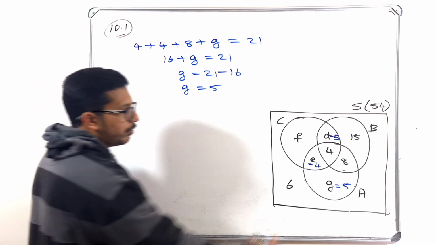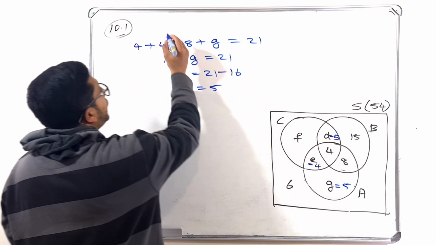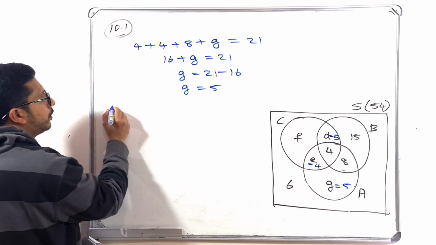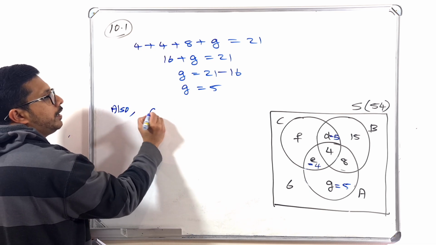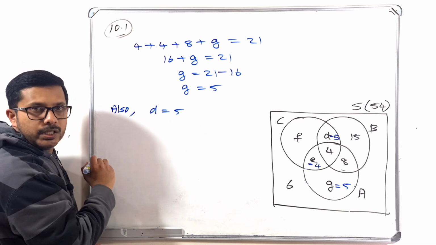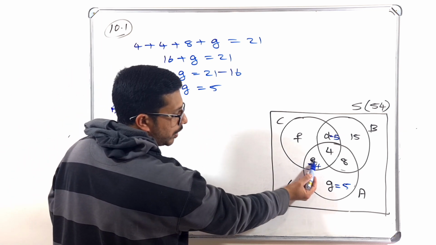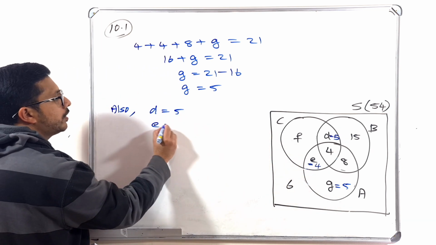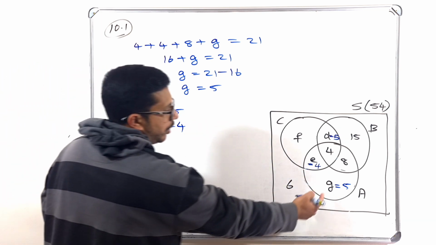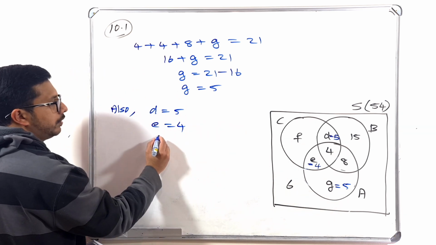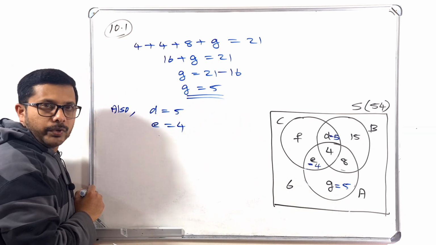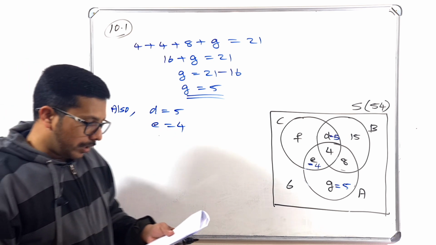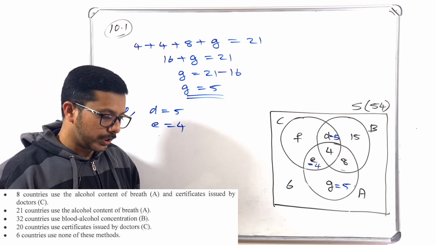What is the value of D we got? We can write that also. D is equal to, we already found that, D is equal to 5. Then which one did we get? E as 4. E is equal to 4. Then G, which is already here, G is 5. Okay. Now look at the next bullet.